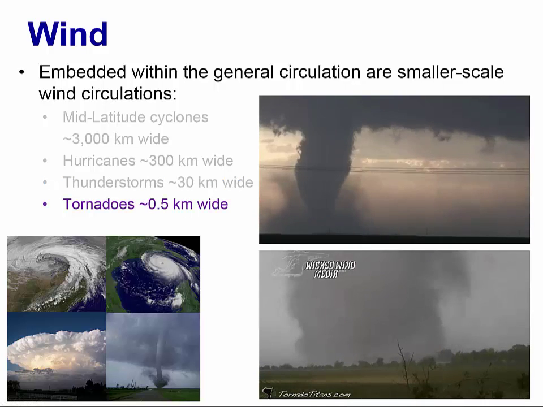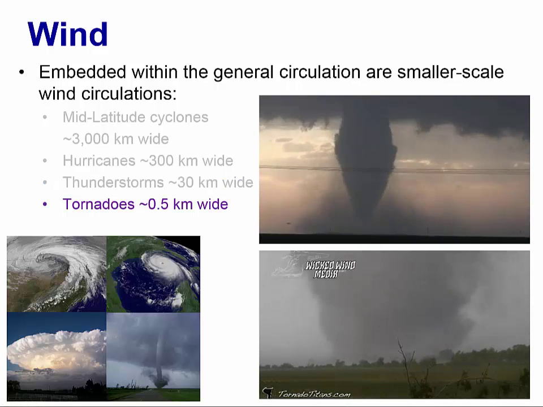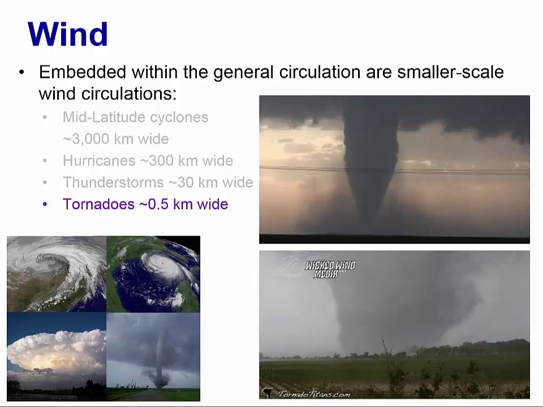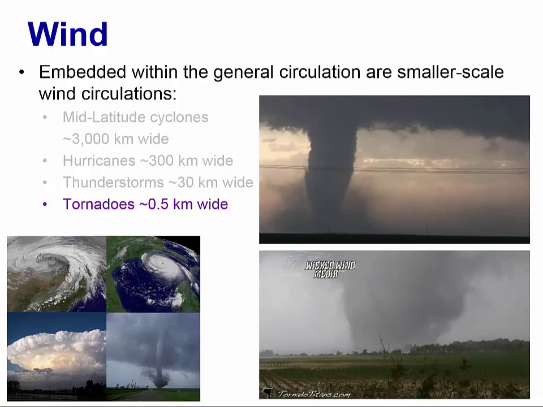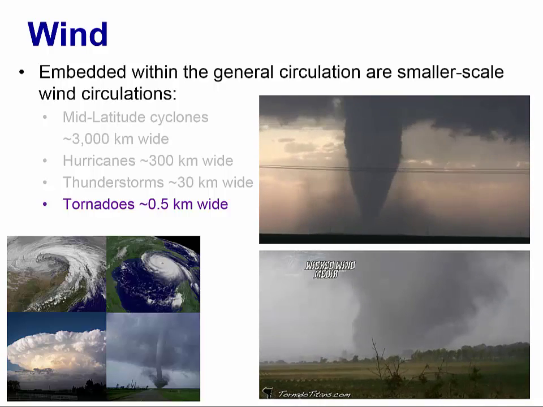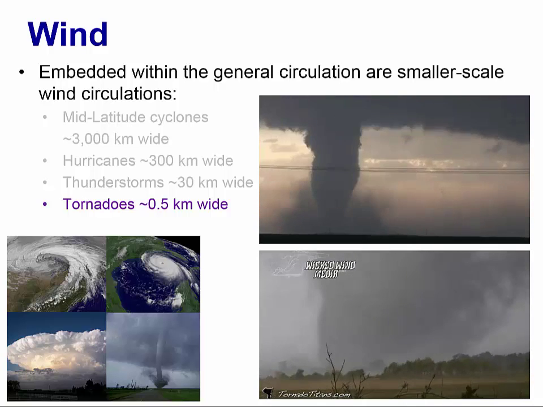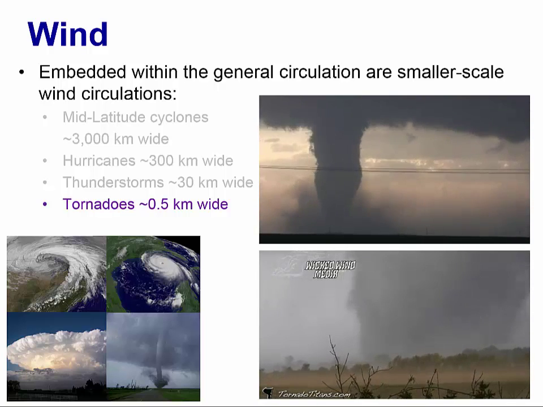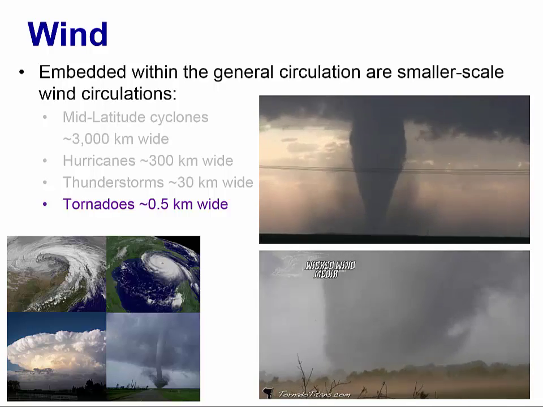are even smaller. On average, tornadoes are only about half a kilometer wide, or 500 meters, but as you probably know from documentaries, movies, maybe previous science classes, tornadoes can vary in size, depending on the storm that creates them and their overall intensity. Now, we'll be learning all about tornadoes and their impacts later in the semester.